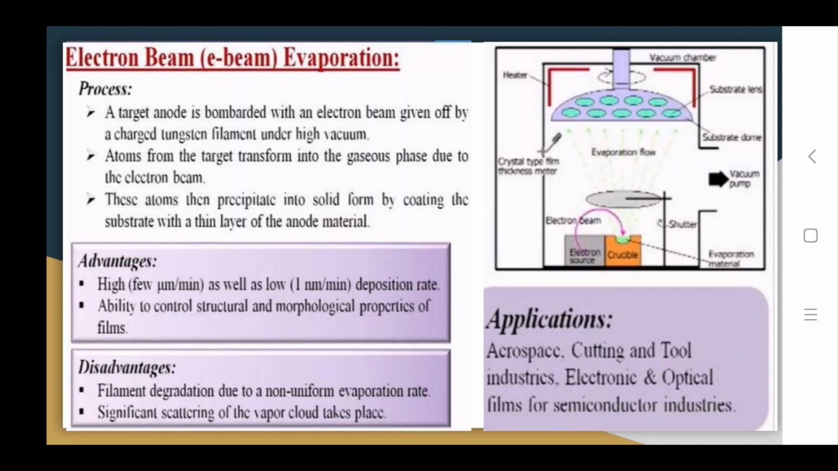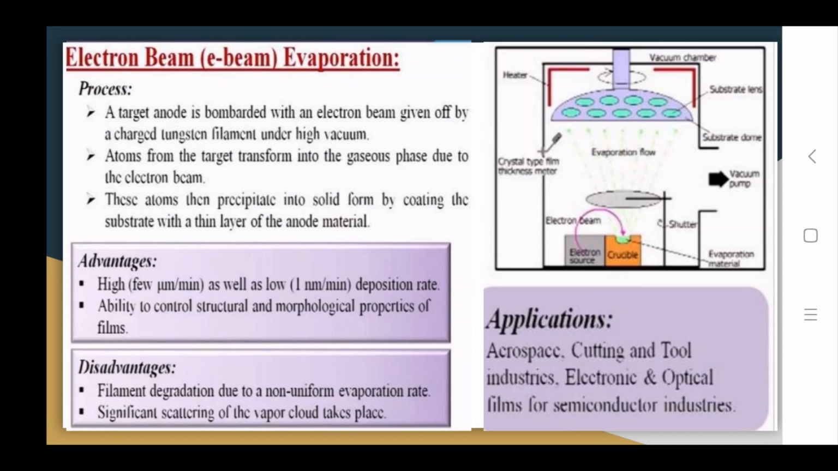Here is a target anode, as I have shown in the figure. The target anode is bombarded with the electron beam given off by the charged tungsten filament under high vacuum. We are using one anode material and the other is the cathode material. Here the anode is the source or precursor and the cathode is our substrate. We bombard the anode material with electrons and agitate it, then it releases certain atoms or molecules, which diffuse onto the cathode, that is, our substrate.